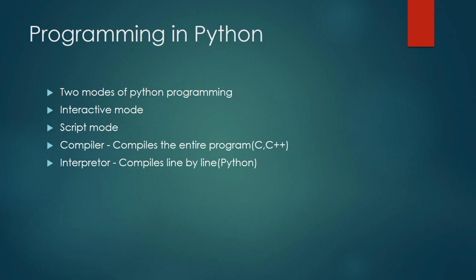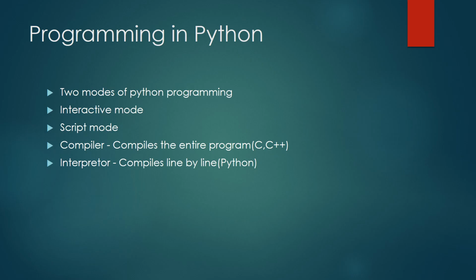There are two modes of Python programming available. One is called interactive mode, and the second is script mode. What is interactive mode? It works like a calculator. Simply you type the Python code, and in that place itself you can get the answer. That is called interactive mode. No need to create a file, no need to save the file.